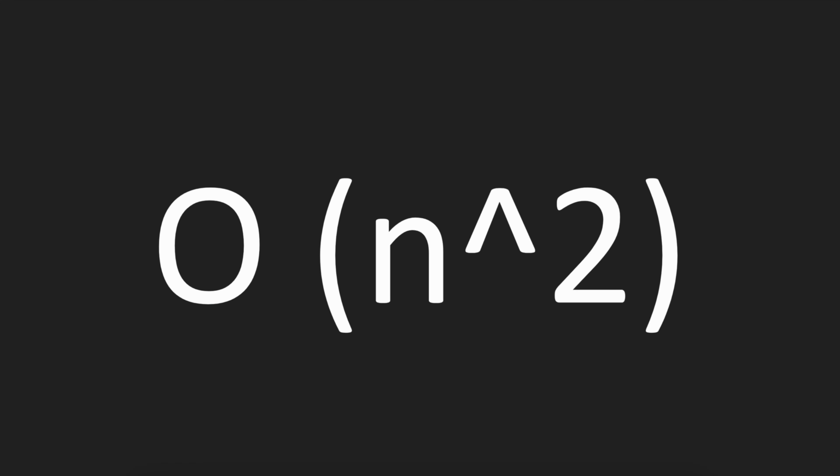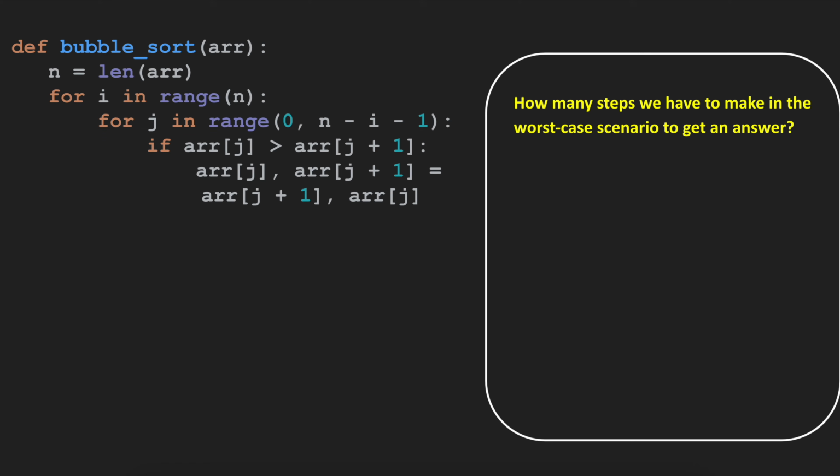So now let's go to the next one. When our time complexity is n squared, it's worse than n log n time complexity. So for that, let's take an example of the bubble sort. For the bubble sort, the question again is, we should ask ourselves how many steps we have to make in the worst case scenario to get an answer.